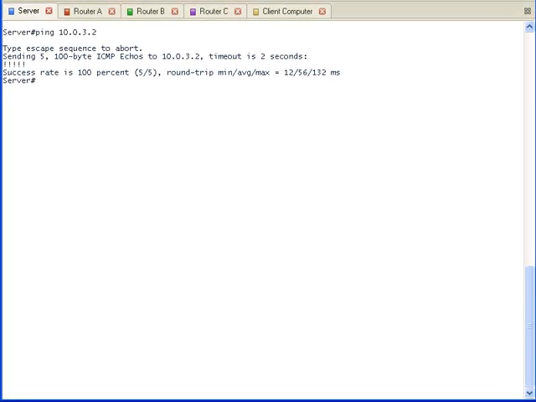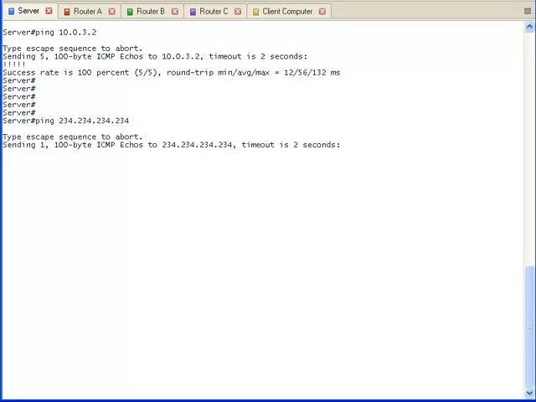Let's go to the multicast server and send out a multicast packet to all of the routers that are participating in multicasting. We will ping the multicast address, and all the client computers who are listening for that address will reply. We can see that the client computer with the interface address of 10.0.3.2 has replied. The multicast is working between the server and the client computer.